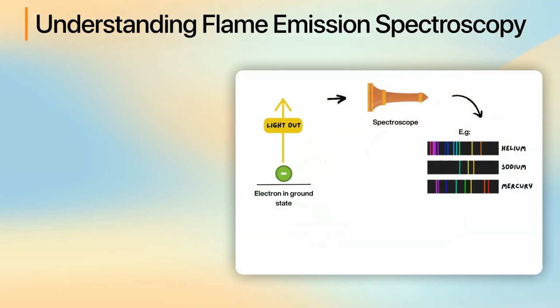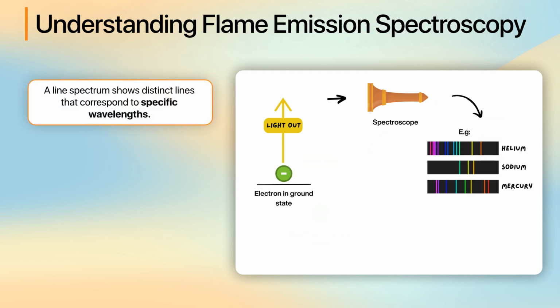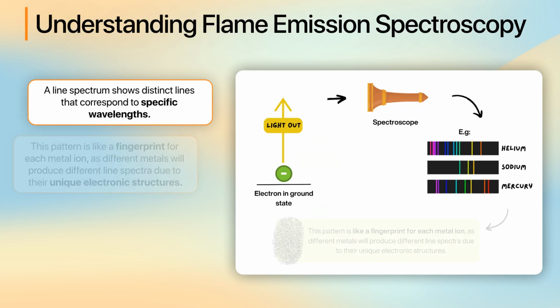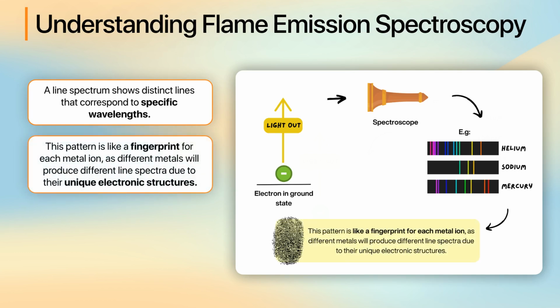Unlike a continuous spectrum, which shows all wavelengths of light, a line spectrum shows distinct lines that correspond to specific wavelengths. The output line spectrum is essentially a pattern of lines, with each line representing a particular wavelength of light emitted by the metal ions. This pattern is like a fingerprint for each metal ion, as different metals will produce different line spectra due to their unique electronic structures.